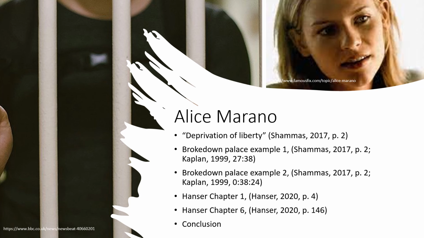The court in the second Brokedown Palace example essentially would have had to believe that Alice would be rehabilitated, because within that clip it also alludes to how she could have gotten life. Instead, the court believed that she could be rehabilitated with those 33 years. And thus, ultimately, her liberty will be taken away for those 33 years as she is being rehabilitated.